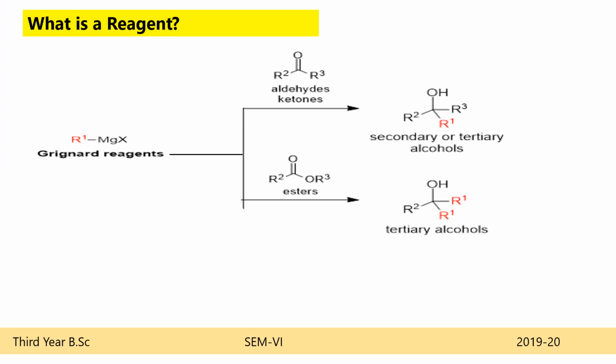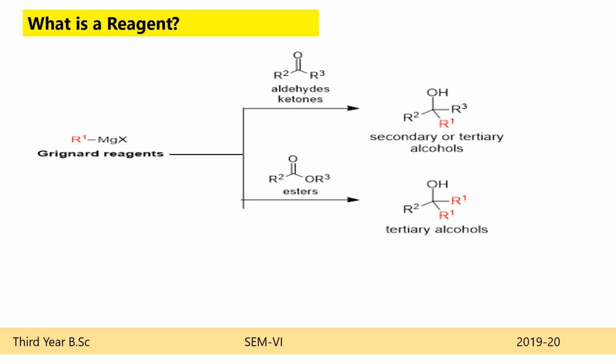Let us see what is a reagent. Reagents are the compounds that are added to a system in order to cause a chemical reaction. Reagents are not necessarily consumed in chemical reactions. Reagents are used to measure, enhance or initiate chemical reactions. I think you are all aware of this well-known chemical reagent, the Grignard reagent.